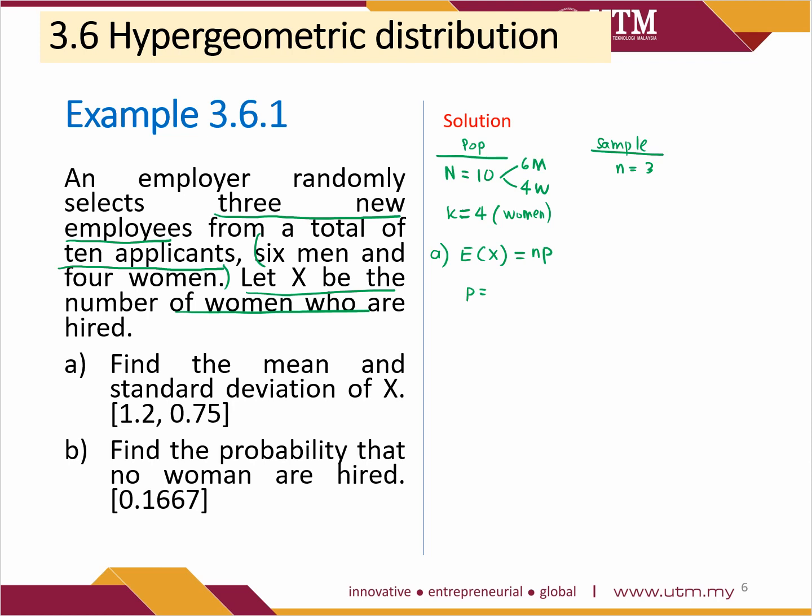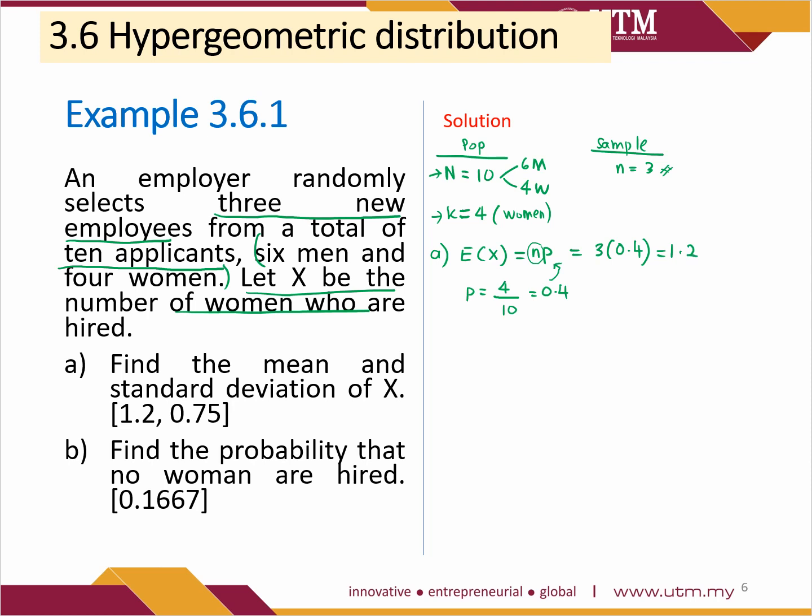Given that we can take the number of women in the population, divide by the population size, which is 10. So P would be equal to 0.4. Now just substitute back into the formula. Given n is the sample size, which is 3, times 0.4, and you will get 1.2.